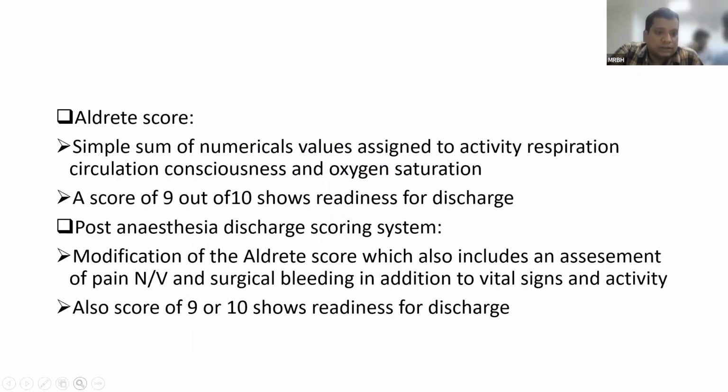There are two scoring systems for discharge: the Aldrete score and the post-anesthesia discharge scoring system. The Aldrete score is a simple sum of numerical values assigned to activity, respiration, circulation, consciousness, and oxygen saturation. A score of 9 out of 10 shows readiness for discharge. The post-anesthesia discharge scoring system is a modification of the Aldrete score. It also includes assessment of pain, nausea, vomiting, and surgical bleeding in addition to vital signs and activity. It has the same criteria: 9 or 10 shows readiness for discharge.